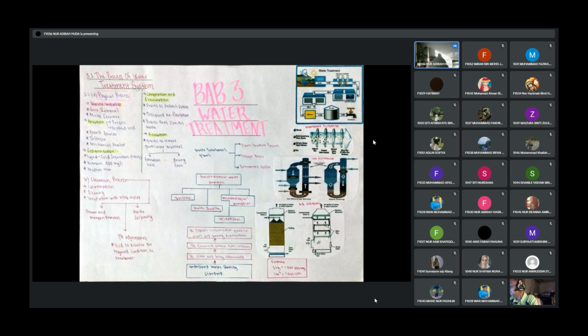Next, possible contamination point in plant and during distribution. So, bacteriological water analysis ada 4: bacteria, water quality, chemical and microbiological analysis. So, water treatment plant ada 3: plant location factor, design basic and environment factor.